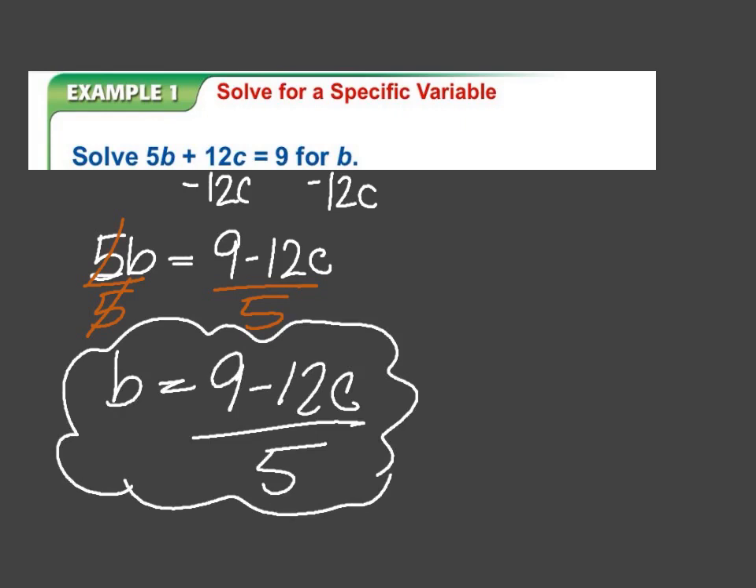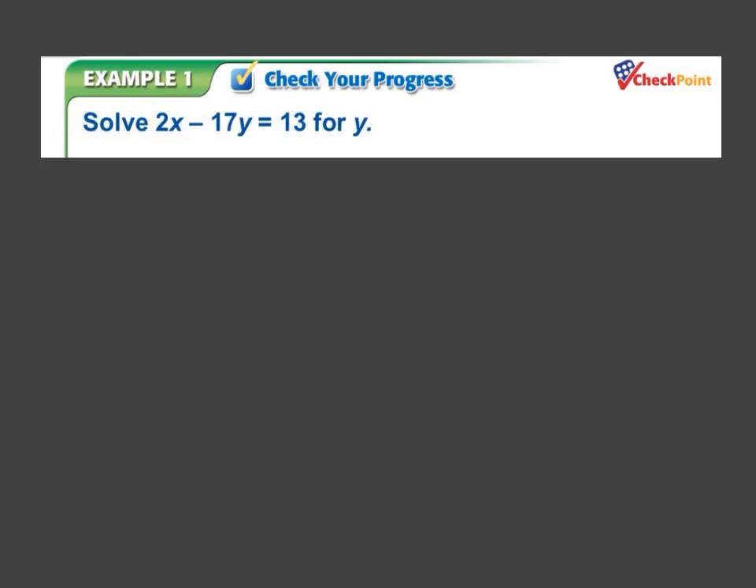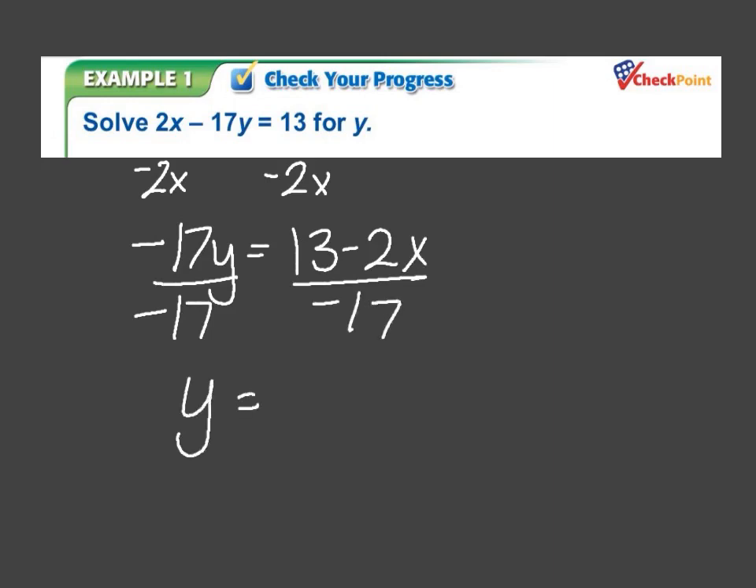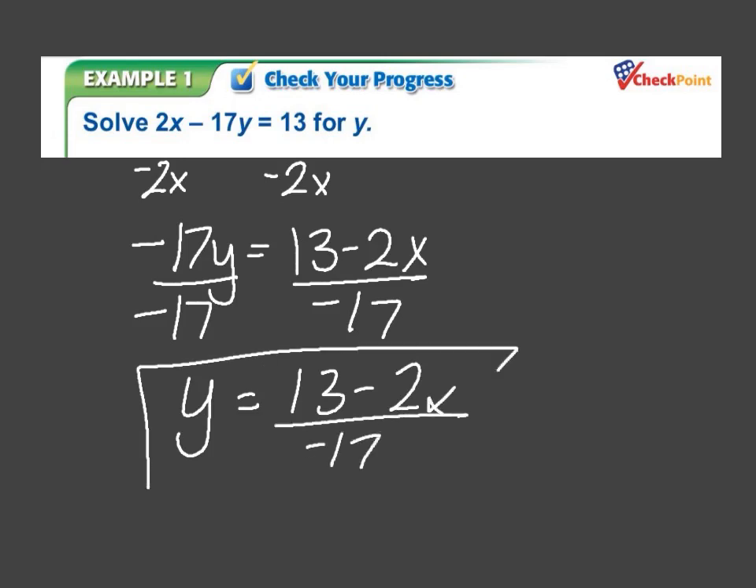Okay, let's do another one. So go ahead and pause the video and give this one a try. So hopefully you saw that you have to solve for y, so the first thing you're going to do is subtract your 2x from both sides. That's going to give you negative 17y equals 13 minus 2x. And then you're going to divide by negative 17. So you're going to have y equals 13 minus 2x divided by negative 17. And that's your answer.